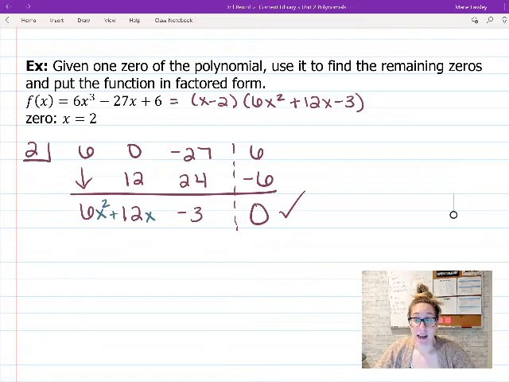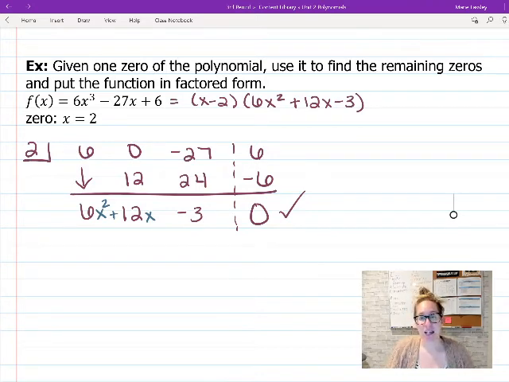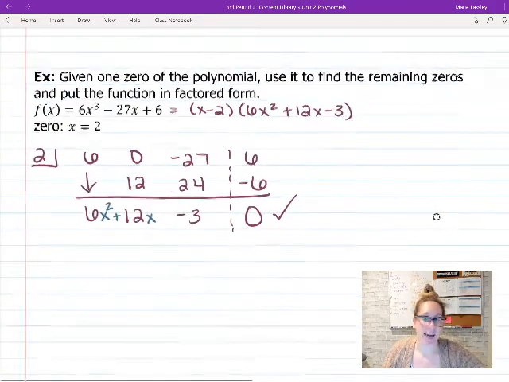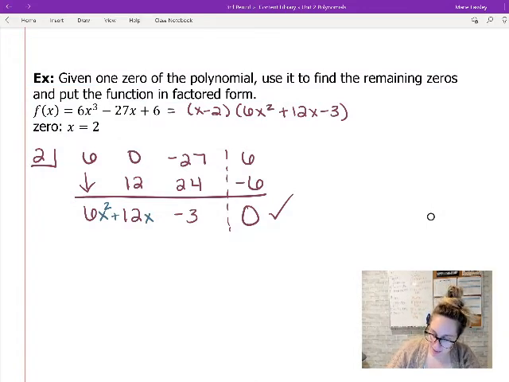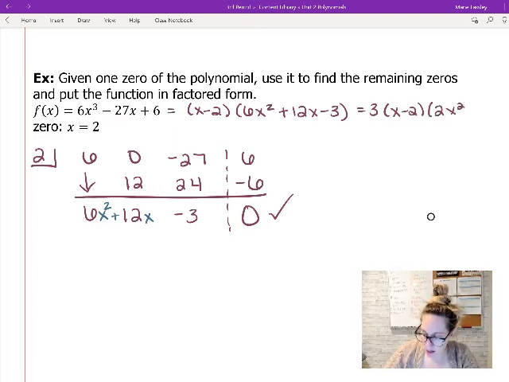All right, now it says I need to find the remaining zeros and put it into factored form. So this is factored form, but it's not complete factored form. So what we need to do is check and see if I can factor that 6x squared plus 12x minus 3. And I definitely can do at least a little bit of factoring because there's a GCF that I can pull out. So that's the next thing I'm going to do. So 6x squared plus 12x minus 3 has a 3 in common. So I'm going to go ahead and pull that out front. So 3 times x minus 2, and then this is going to become 2x squared plus 4x minus 1.